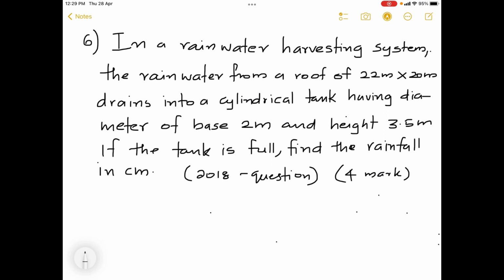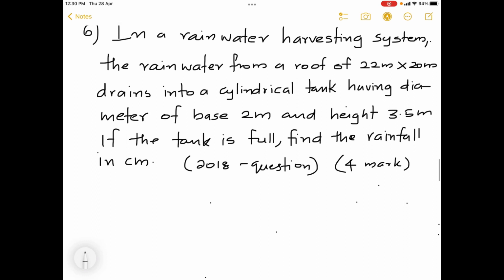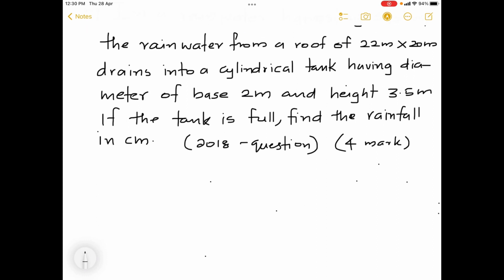In a rainwater harvesting system, the rainwater from a roof of 22 meter, 20 meter drains into a cylindrical tank having diameter of base 2 meter and height 3.5 meter. The height of the roof is not depicted. If the tank is full, find the rainfall in centimeter. First, we draw the roof, 22 meter into 20 meter.